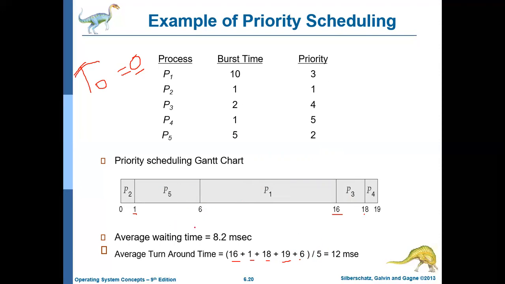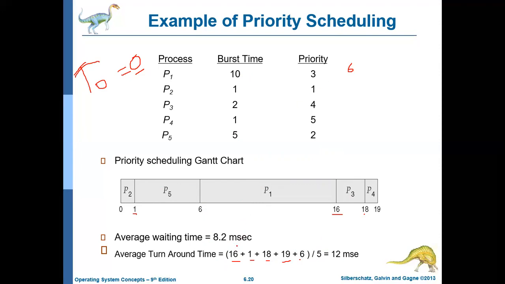Okay. From this, you can calculate the average waiting time. The waiting time of an individual process is nothing but turnaround time minus burst time. Okay. So the turnaround time for P1 is 16, its burst time is 10, so 16 minus 10 is 6. That is the waiting time for P1.